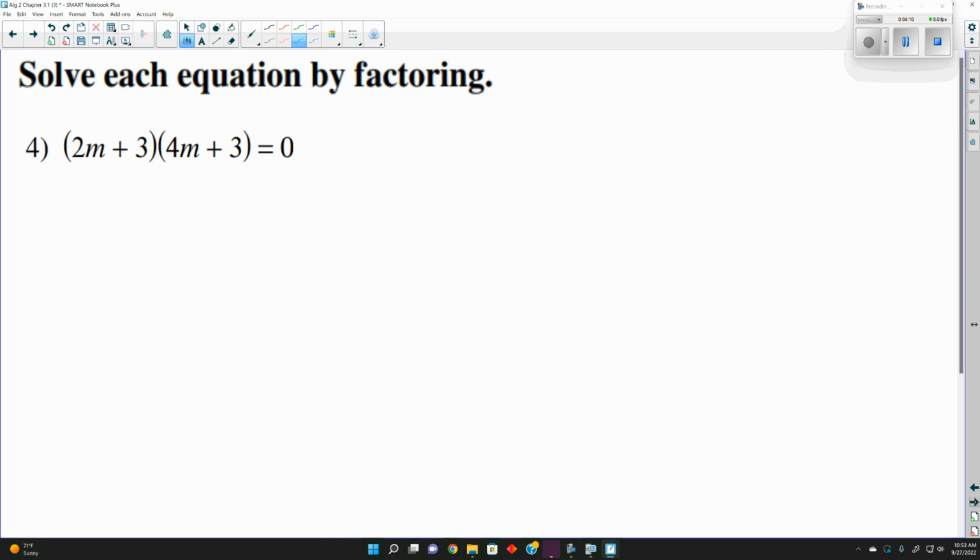So let's look at this one here. We have 2m plus 3 times 4m plus 3 equals 0. So we do have two things multiplied together to equal 0. So one of these two, either 2m plus 3 is going to equal 0, or 4m plus 3 is going to equal 0. One of these two things is going to equal 0.